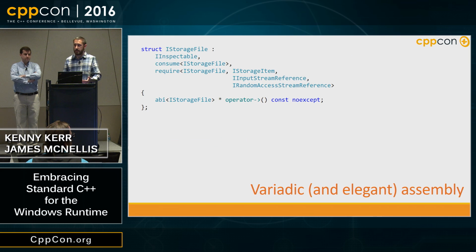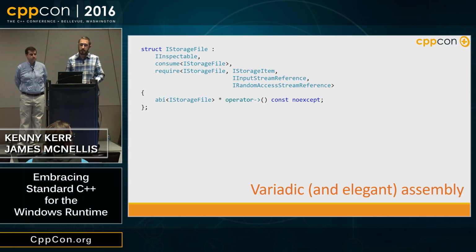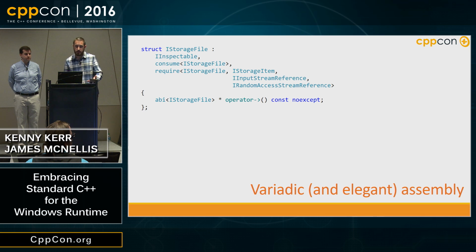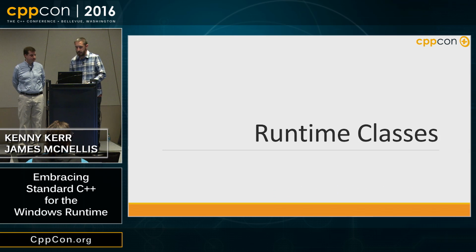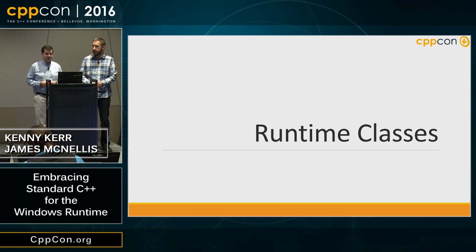So the end result is something that is rather elegant and easy to read. An IStorageFile interface derives from IInspectable. The consumption experience is provided by IStorageFile itself, and it requires these three additional interfaces. The compiler at compile time will now, thanks to the library, bring that all together and give you a single experience that gives you access to all those interfaces as if they were simply inherited from IStorageFile. Pretty straightforward. Now, what about runtime classes? James, do you want to talk about that? Yeah. So as we said, you really want to be dealing with classes most of the time.